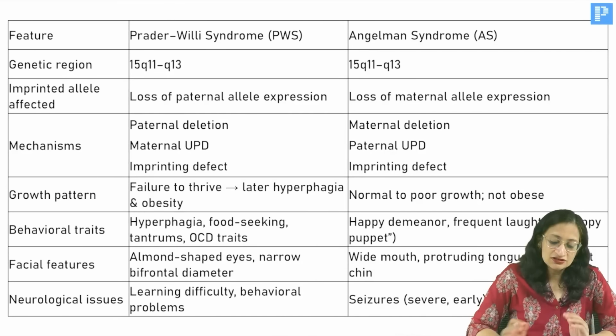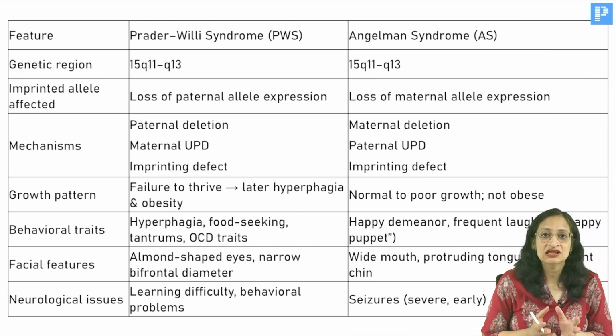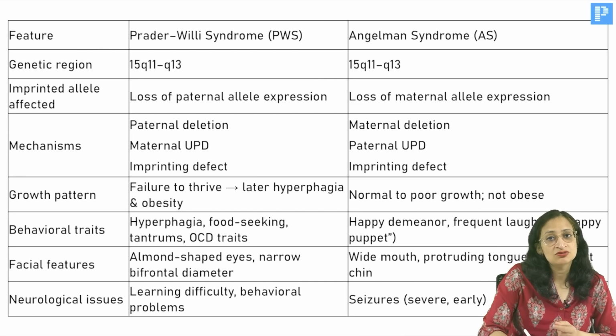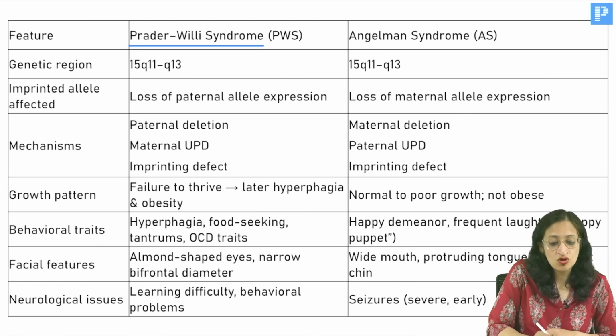Now, Prader-Willi syndrome and Angelman syndrome are two disorders where the same genes are implicated. And you have got so many questions about them in the INI-CET exam previously. So, Prader-Willi syndrome and Angelman syndrome, in both of them, the genes implicated are on the long arm of chromosome 15. So, Prader-Willi, remember P for P.